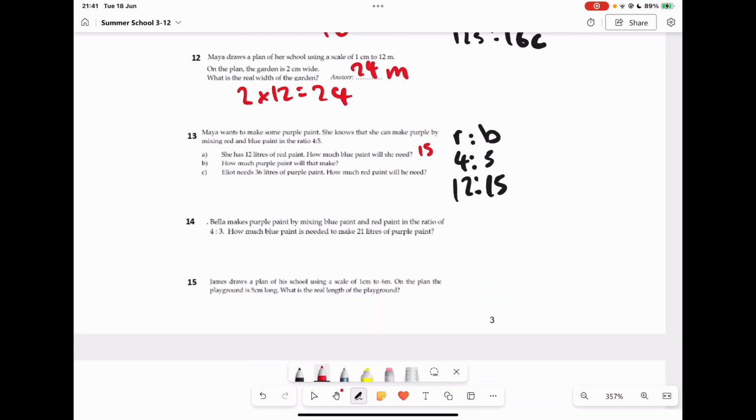Okay, now back to question 13. How much purple paint will that make? All you've got to do here is 12 plus 15, which is equal to 27.